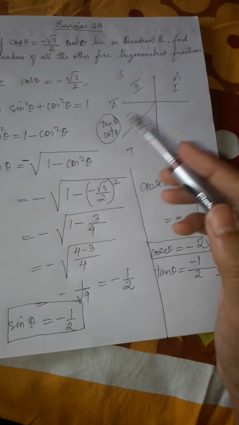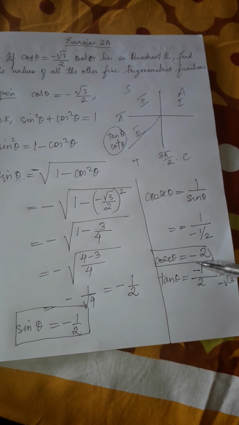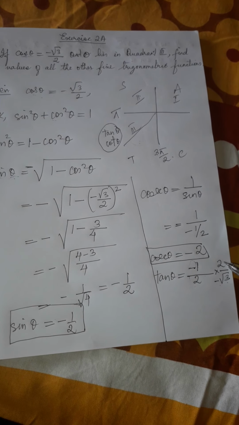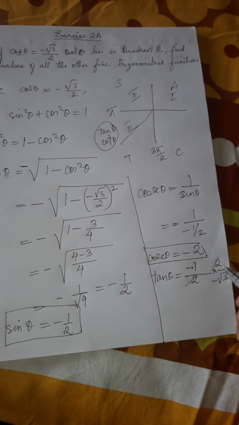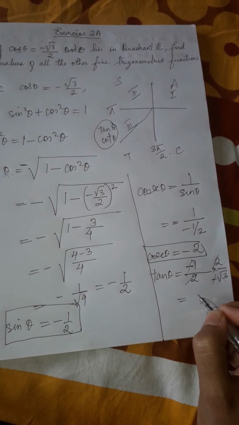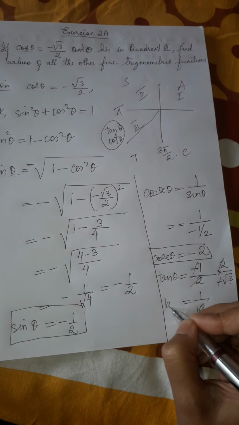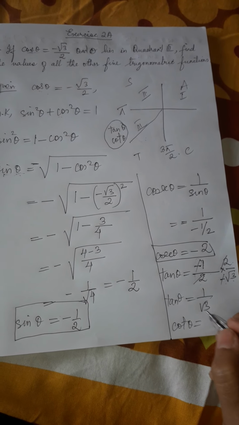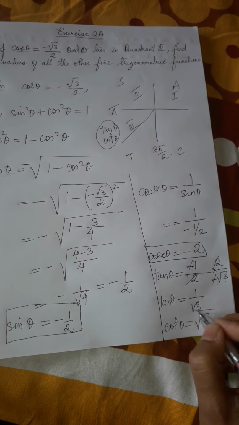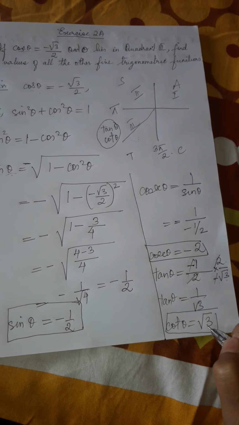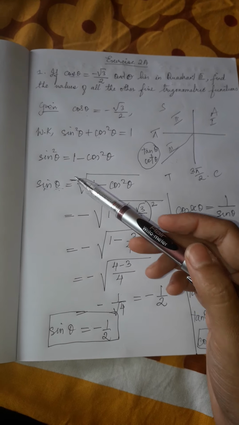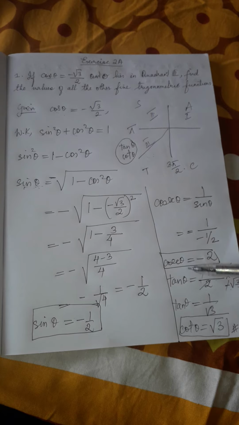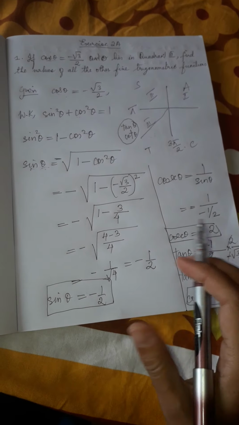The value of cos theta is minus root 3 by 2. So this is minus 1 by 2 divided by minus root 3 by 2. The 2 and 2 cancel, and minus and minus get cancelled. So 1 by root 3. Tan theta is 1 by root 3. Now cot theta. We know cot theta is the reciprocal of tan theta. So the reciprocal of 1 by root 3 is root 3. So we have the trigonometric ratios sine, cosec, tan, cot. One more we did not find out.